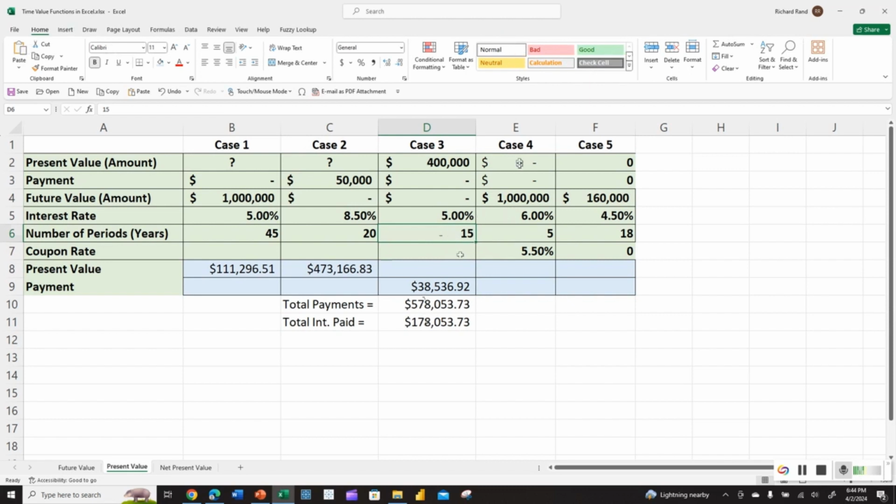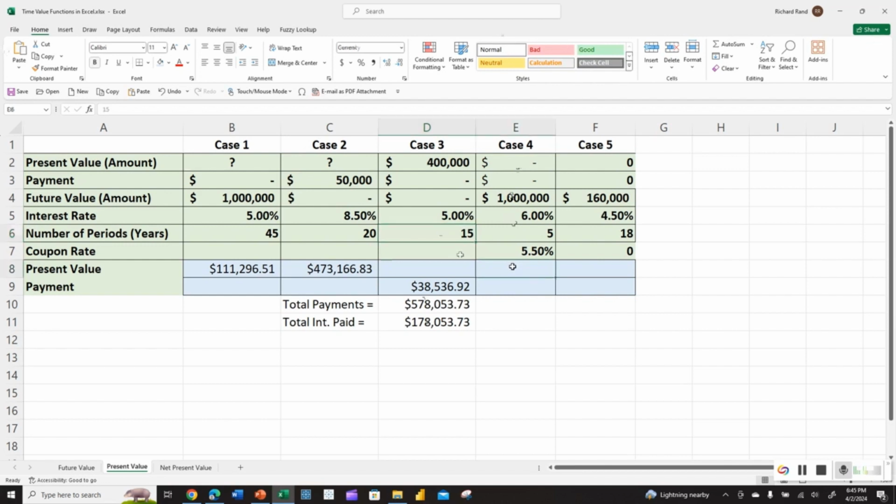So let's look at this case 4. In case 4, we're going to have $1 million in the future. This is a bond. So we bought a bond. We bought a bond for $1 million, or we're going to buy a bond. And at the end of 5 years, we're going to get $1 million. In addition, we're going to get 5.5% every year during that 5-year period. So how do we figure the value of the bond?